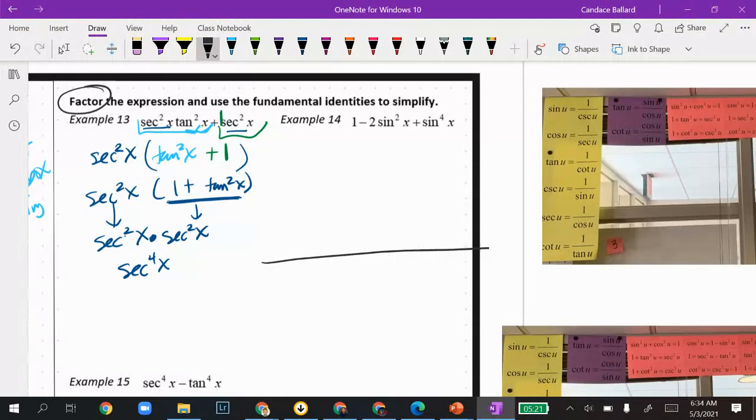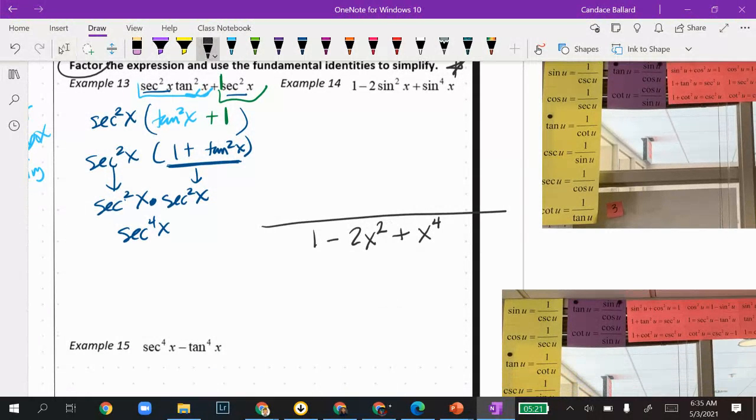So before I get into actually using the identities with this, I'm going to rethink about this problem as 1 minus 2x squared plus x to the fourth, instead of writing sine. It looks much more like a magic X problem, although we've got squareds in there, so that's a little bit weird and different for us, but we're going to go with it.